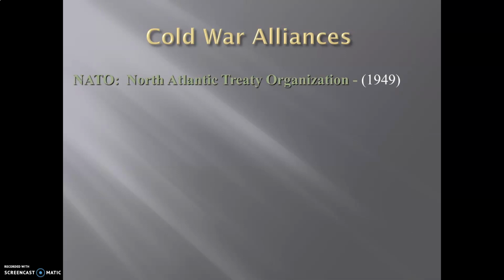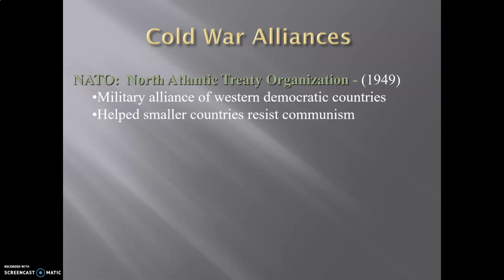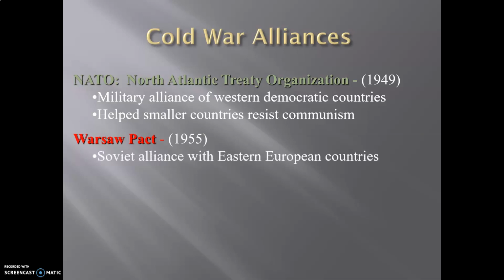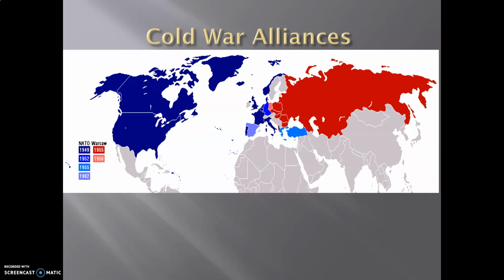Okay. By 1949, once the lines were drawn in the sand, the Soviets had nuclear weapons, we had nuclear weapons, we created 2 different alliances. NATO, the North Atlantic Treaty Organization, was created in 1949, and that had the Western democracies. Their goal was to help smaller countries resist communism. And then the Warsaw Pact was built in 1955, and that was the Soviet and Communist alliance in response to the Western NATO. Here we see the 2 sides.